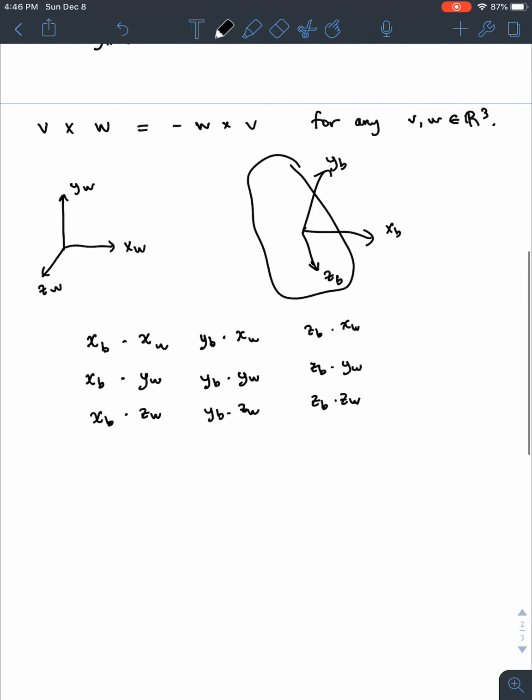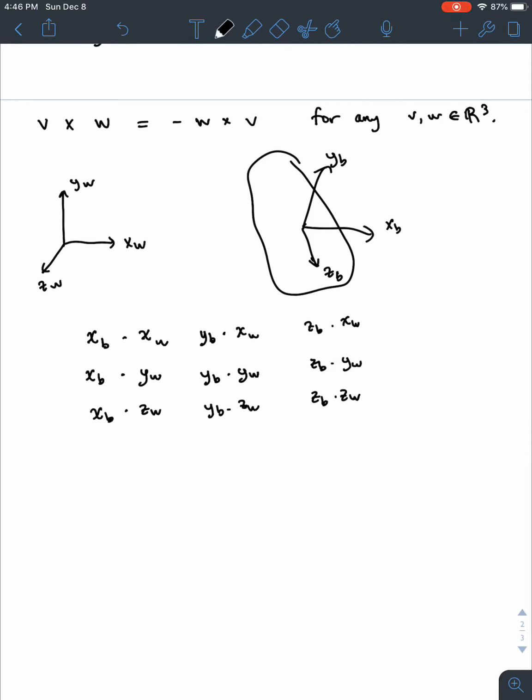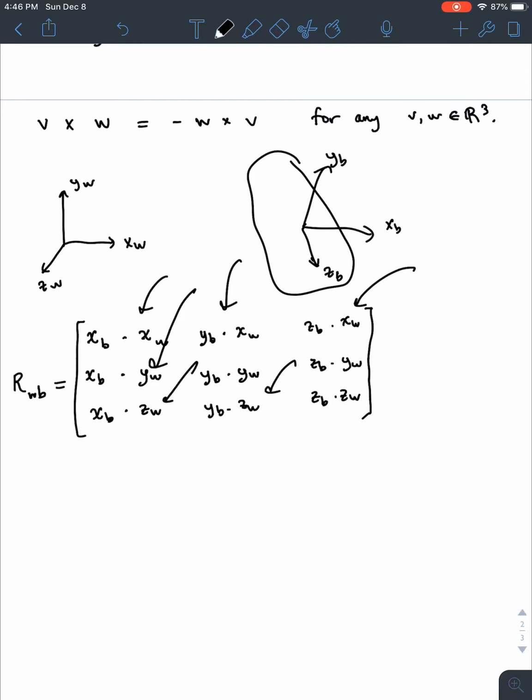And we have a mathematical notion to express such a system of numbers nicely. All we do is encase these things in square brackets, and we call this the rotation matrix of the rigid body with respect to the world, or RWB. Now, this is a matrix. This is the 1,1 element, this is the 1,2 element, this is the 1,3 element, this is the 2,1 element, this is the 3,1 element, this is the 3,2 element, etc., right? You can view it as a matrix.